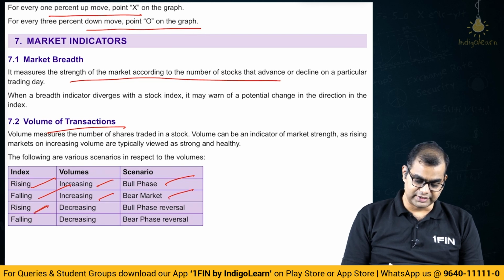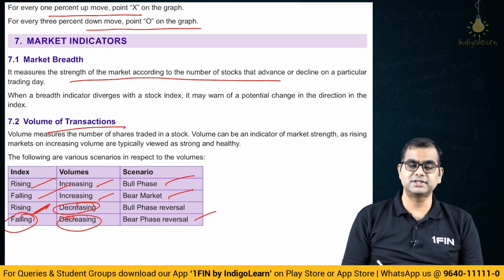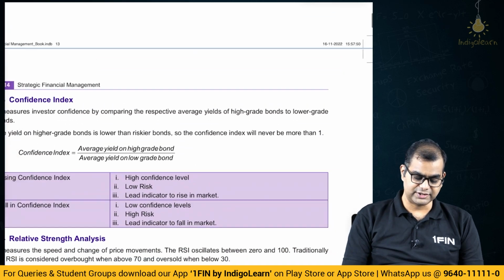If the stock or index is rising, but the volumes are decreasing, then it means a reversal of the bull phase. And if the index is falling, but the volumes are decreasing, it means a reversal of the bear phase. Okay, that is how you look at volumes.